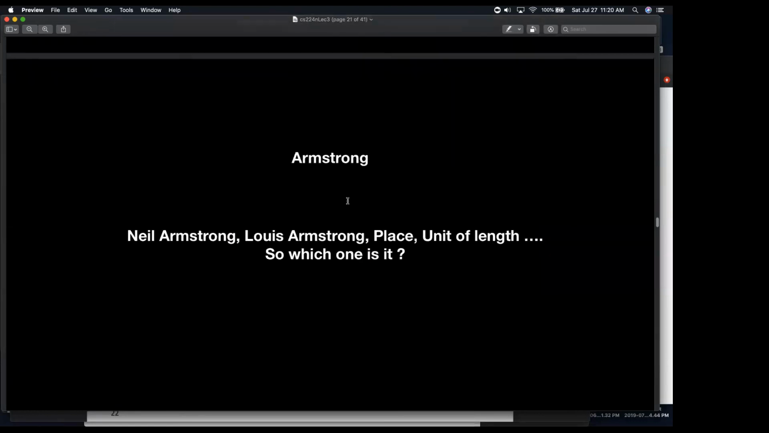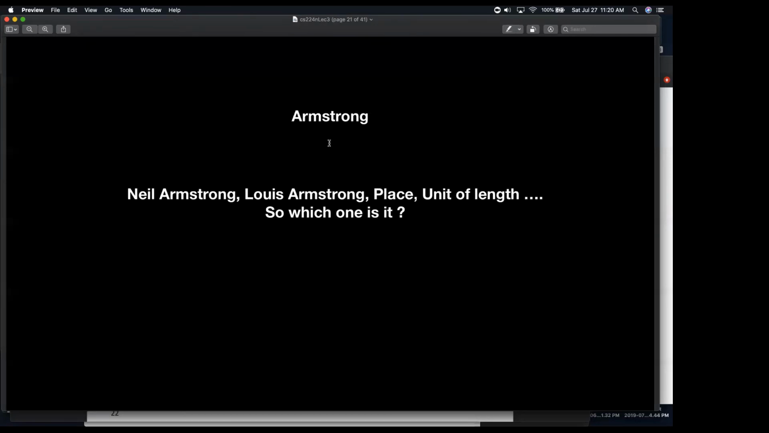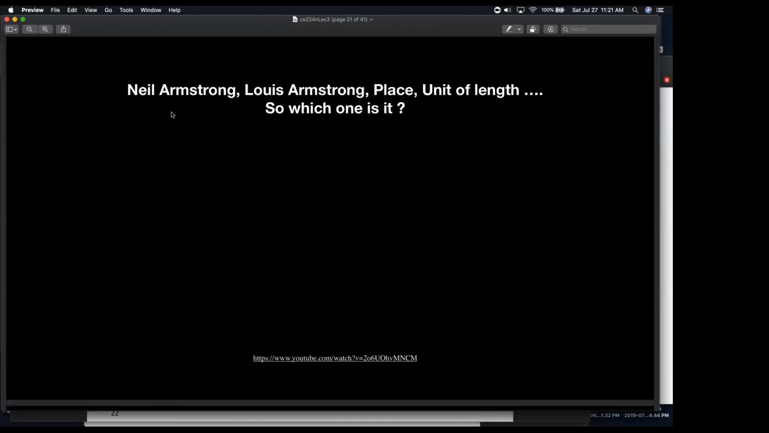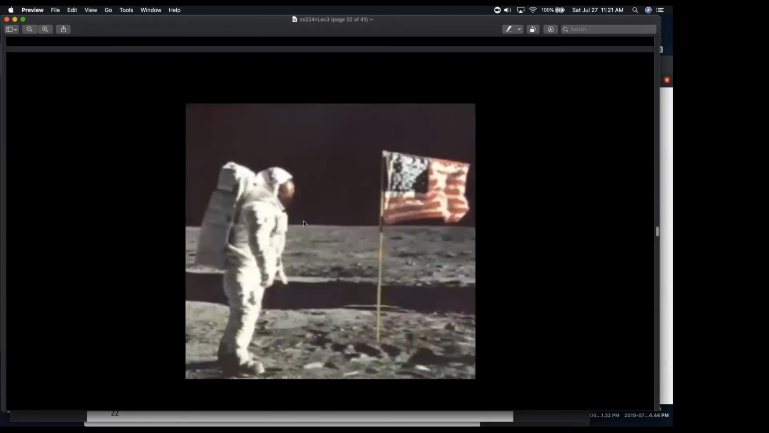This is my attempt to explain what this named entity recognition thing is. Let's say you're given this word Armstrong. You don't know if it's Neil Armstrong, Louis Armstrong, or a place. I believe there's a place called Armstrong. It's also a unit of length. So which one is it? Now, if I give you this picture, you have context. Now you know which Armstrong I'm talking about, most likely Neil Armstrong. That's the context.